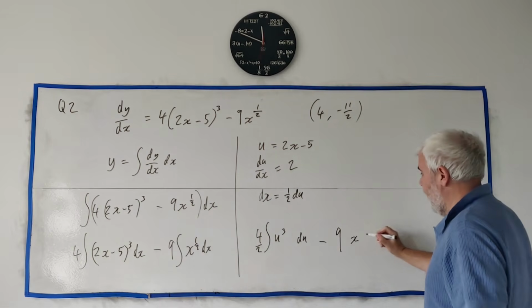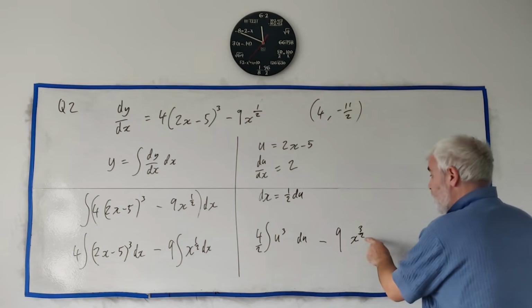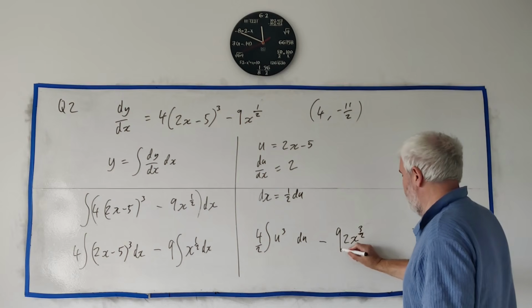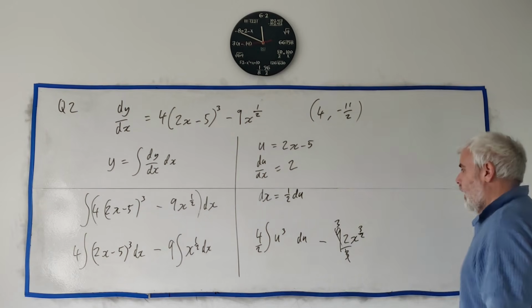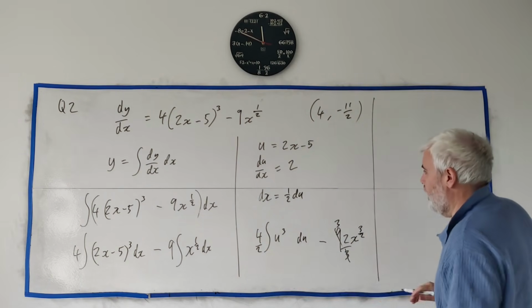X, we add 1 to this power, that becomes 3 over 2, and then we divide by 3 over 2. Dividing by 3 over 2 is the same as multiplying by 2 over 3. 3 goes in 3 times. And that's it. Let's integrate this. We'll continue up here.